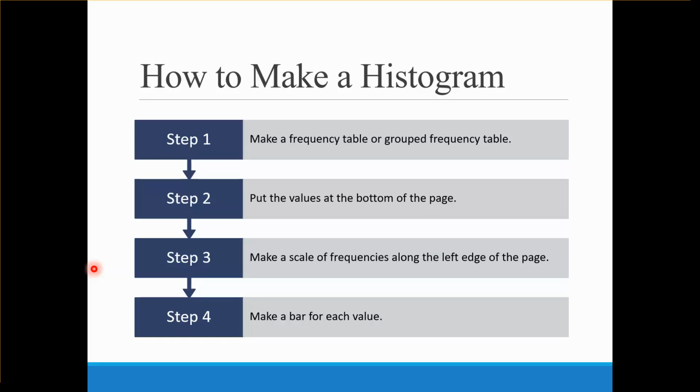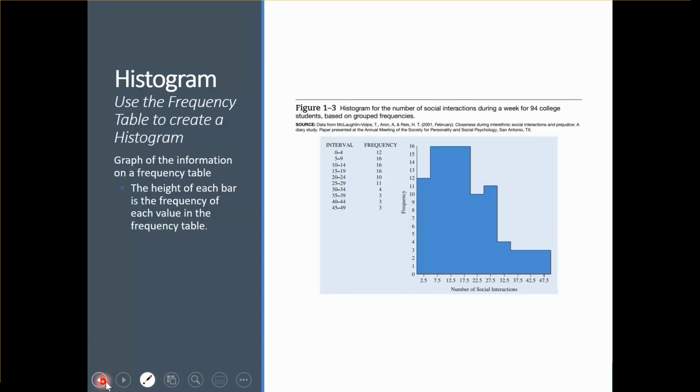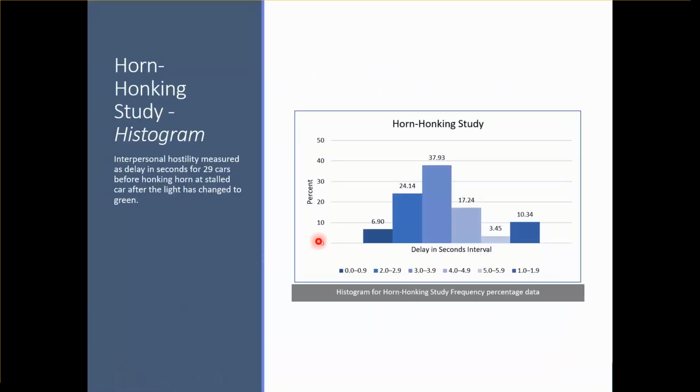You put the values at the bottom of the page, so they would go across the bottom. I like using graph paper, of course, because I like to nerd out with my graph paper. So you put the values at the bottom of the page. You make a scale of the frequencies along the left side of the page, with the lower numbers being at the bottom, going up to the top. And then you make a bar for each value so that they look like that. So here we go. We have the horn honking study, the same data that we had before. We have the intervals, 0 to 0.9.